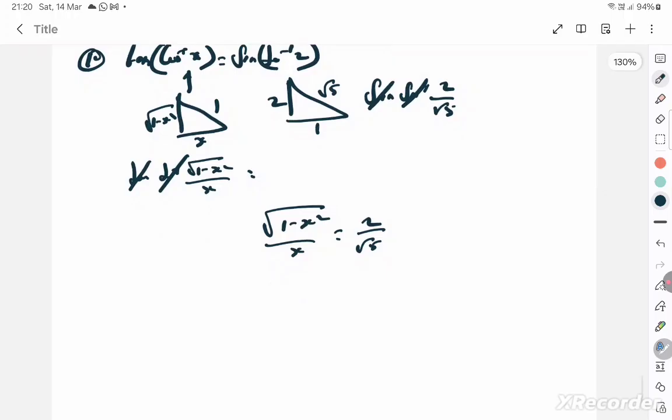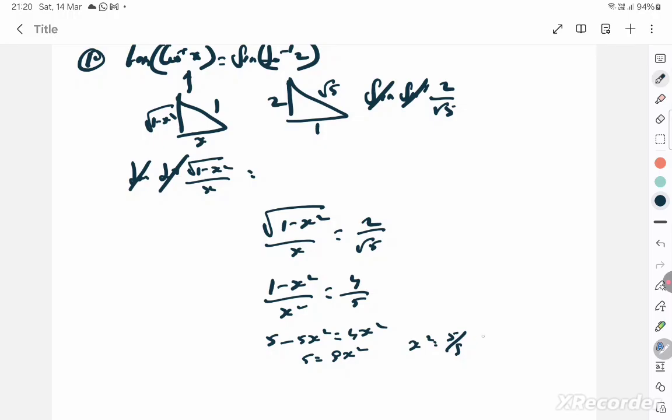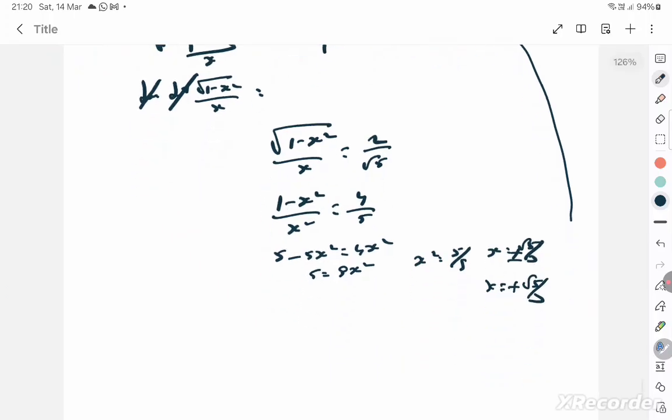Then on squaring both sides, (1 minus x square) by x square is equal to 4 by 5. So it's 5 minus 5x square is equal to 4x square. 5 is equal to 9x square, and x square is equal to 5 by 9. x is equal to root 5 by 3 with a plus or minus. Substitute that in here and check which one is correct, and they have given x is equal to plus root 5 by 3, and that verification can be done. Let's go to the next question.